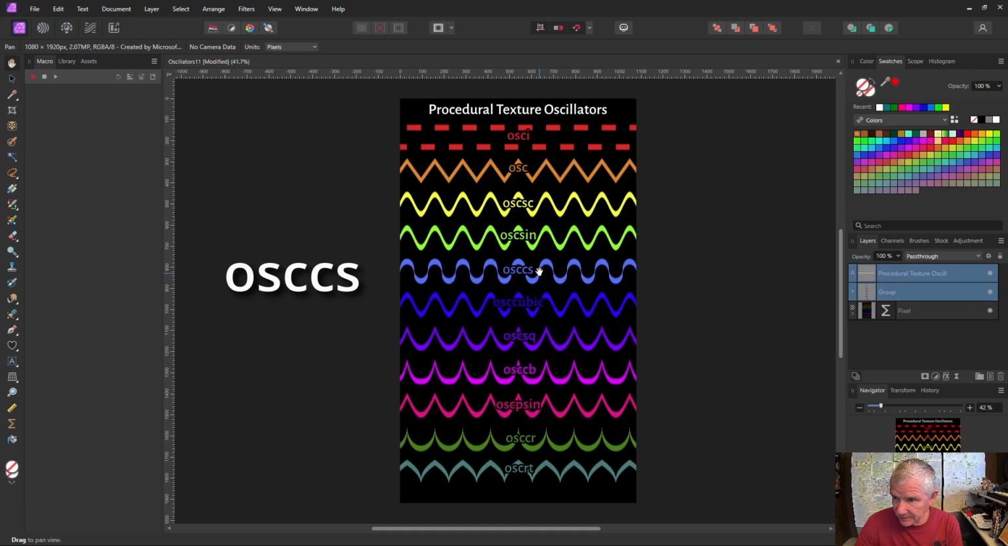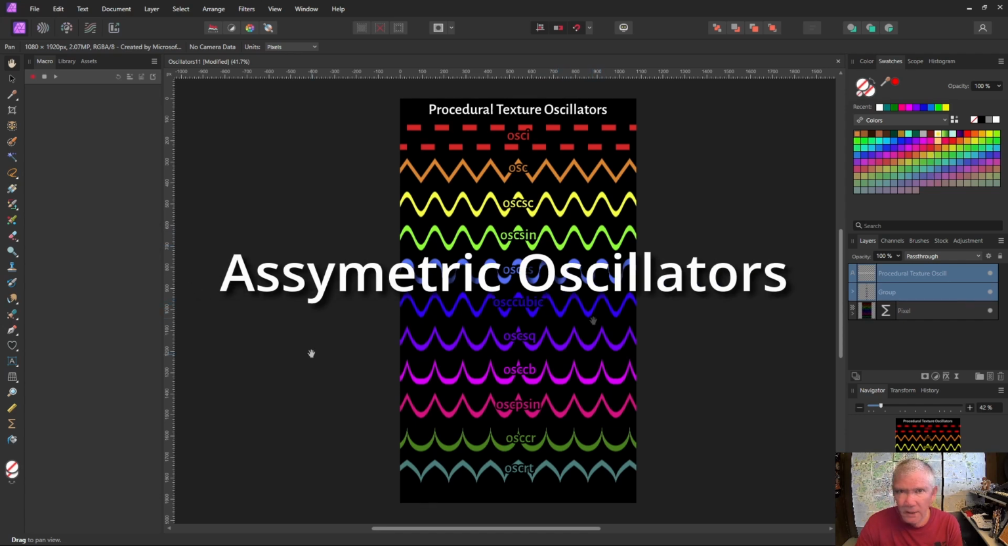Then there's a CS. It uses sort of a semicircle shape on each half of the oscillator. And finally there's the cubic, which is again similar to the SC and the sine oscillator, but just a little bit different. The next set are asymmetric oscillators.